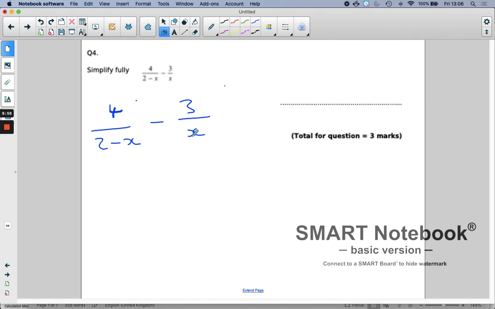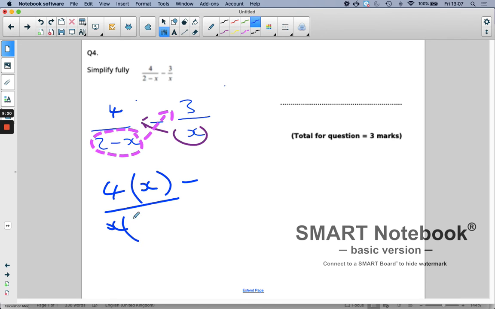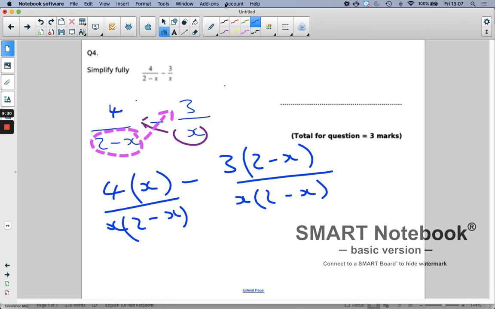The easiest way of me doing that is by multiplying. This one goes up there, and this will go up there. So I will go 4 lots of x over x, 2 minus x, minus 3 lots of 2 minus x over x, 2 minus x.